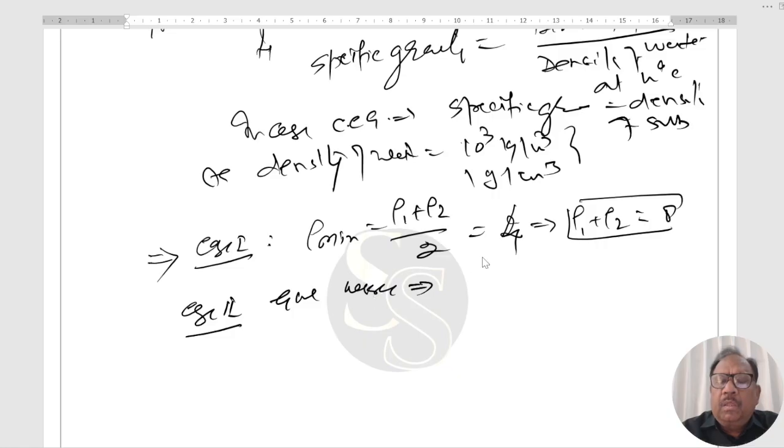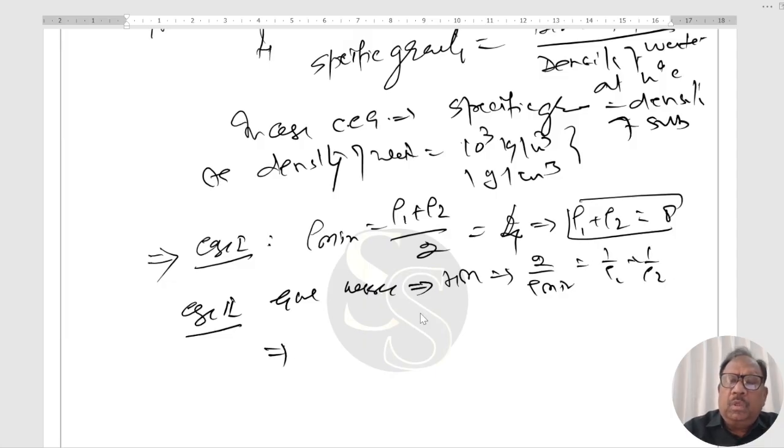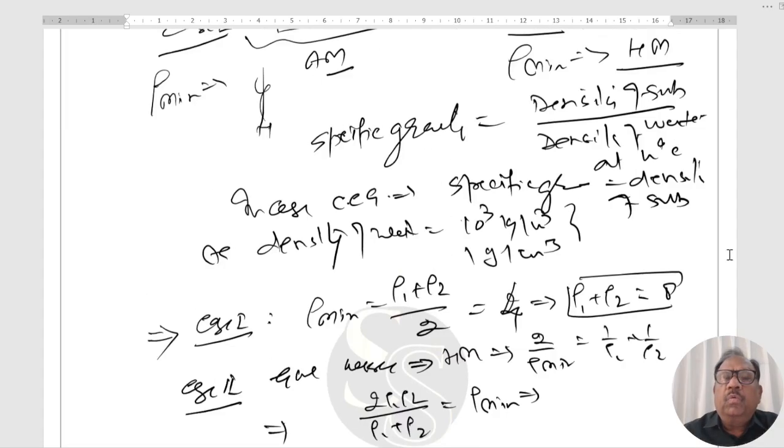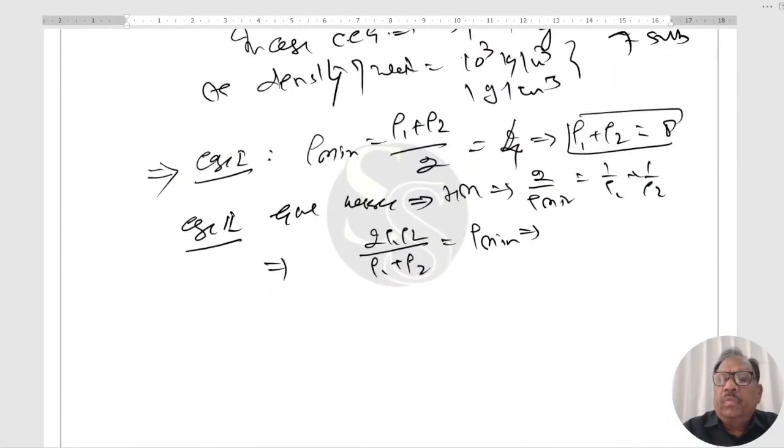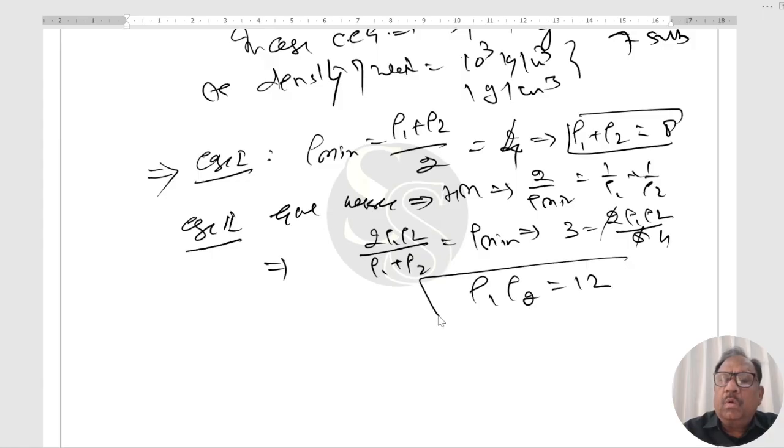10. That comes out to be the harmonic mean. That is, 2 over rho mixture equals 1 over rho 1 plus 1 over rho 2. So this comes out to be twice rho 1 rho 2 divided by rho 1 plus rho 2 equal to rho mixture. This is given to be 2. This is given to you, 3. So 3 equals twice rho 1 rho 2 divided by 8. 4 rho 1 rho 2 comes out to be 12.